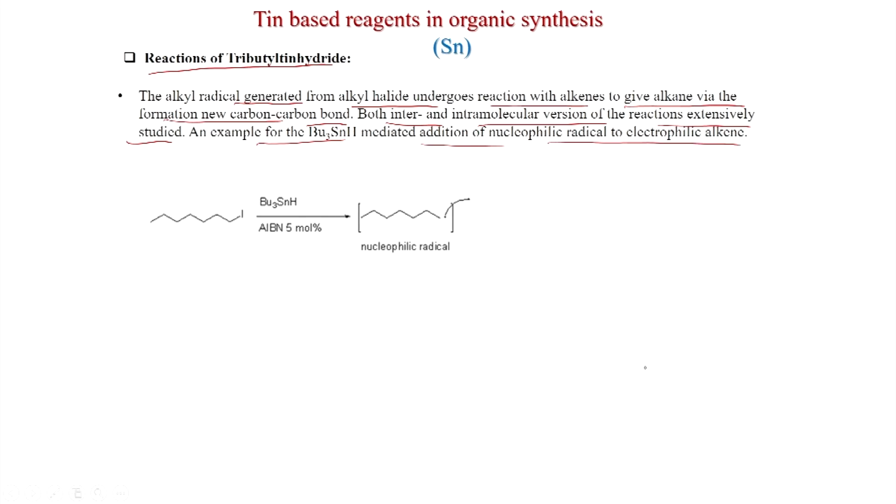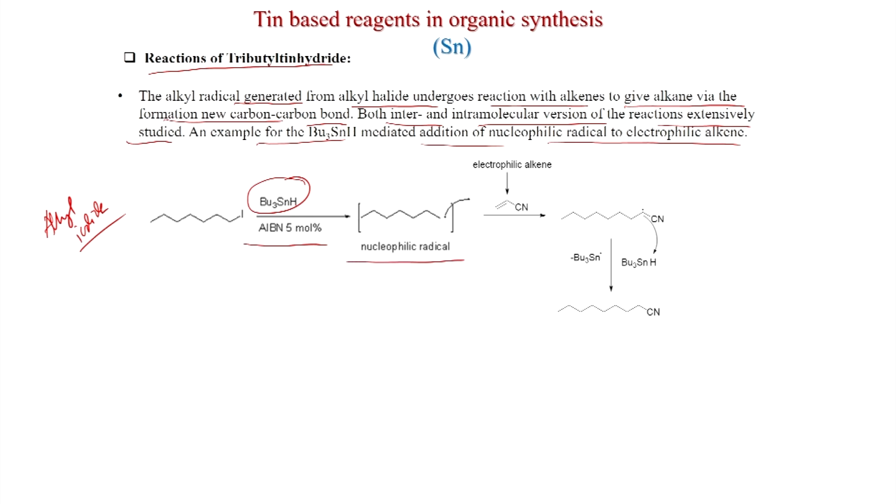So, this is an alkyl iodide, and we have seen that with tributyltin hydride and AIBN, 5 mole %, you get this radical. So, this is a nucleophilic radical and this is an electrophilic alkene. So, this is acrylonitrile, and one electron goes there and there.